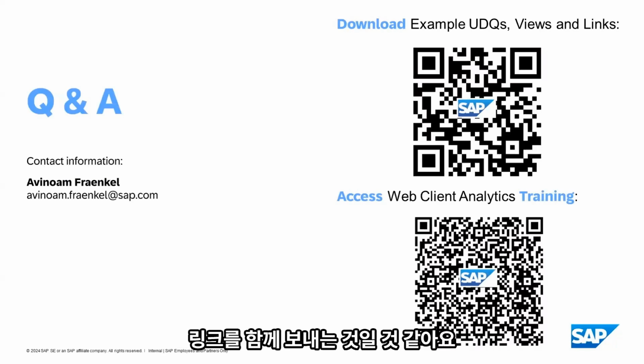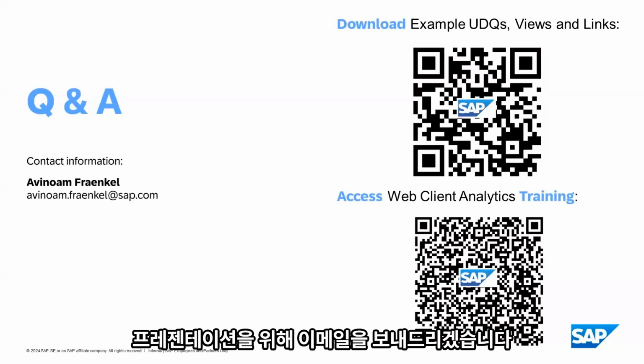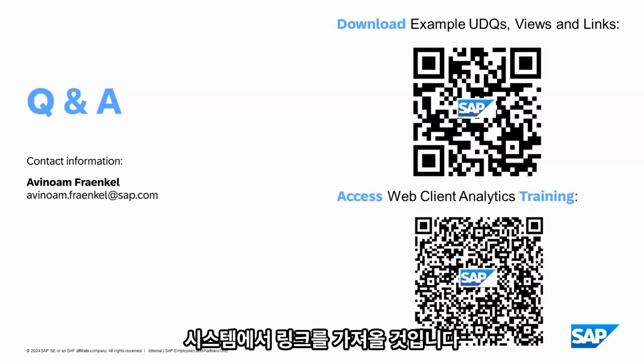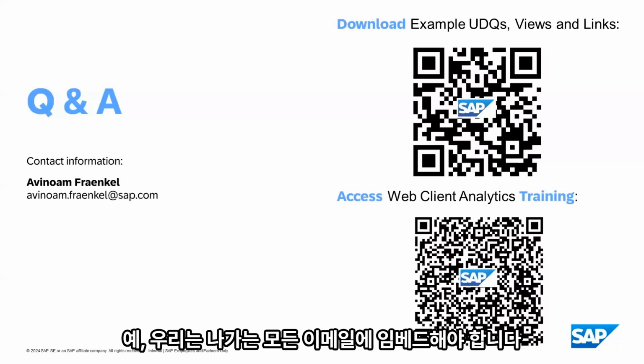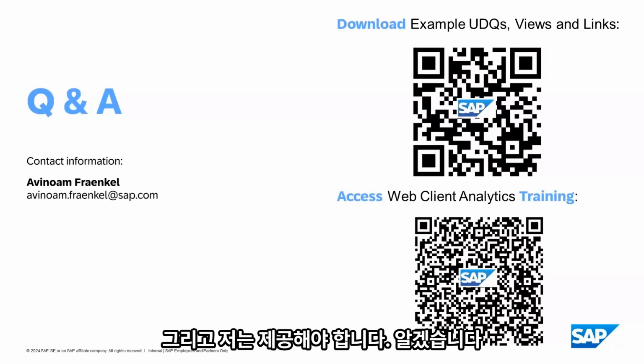All right. I think what we'll do is we'll send out the link together. Are we sending out an email for the presentation? Yeah, they will get from the system. They will get the link to... we should embed it in whatever email goes out, and I'll need to provide you.